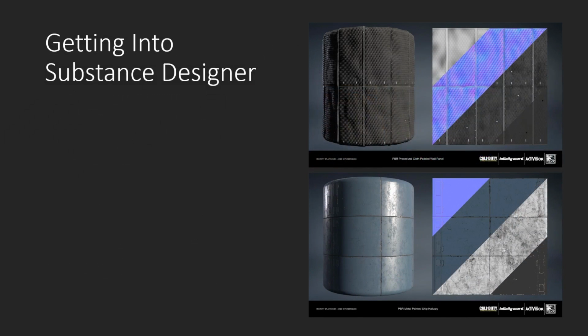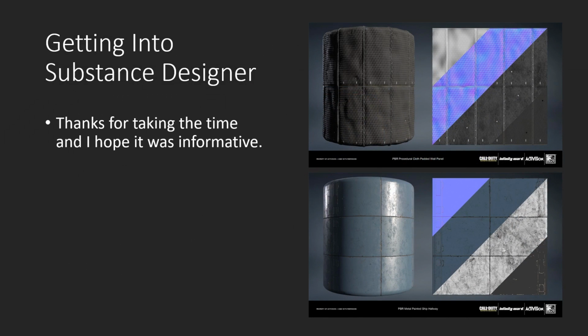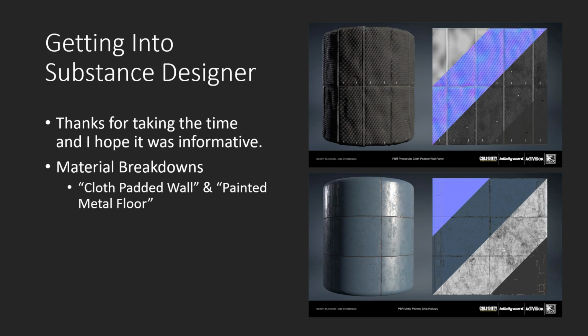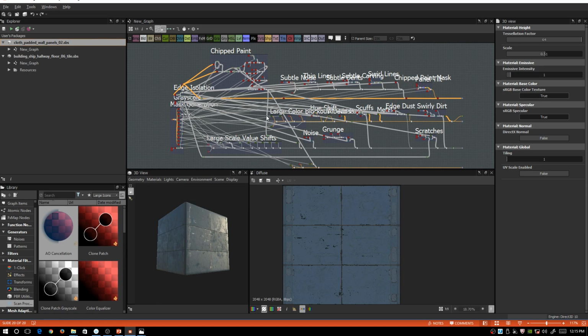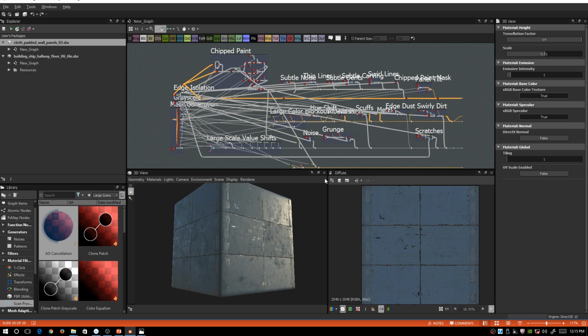All right, so let's go ahead and get into Substance Designer. And thanks for taking the time, and I hope it was informative. We're going to go over the material breakdowns for the padded wall and the metal floor, and then afterwards, like I mentioned, we'll do a Q&A. So just have your questions ready and we'll answer them. All right, cool. So the first thing I want to go over is this metal floor surface here.